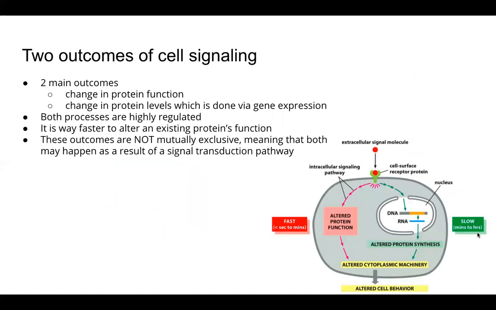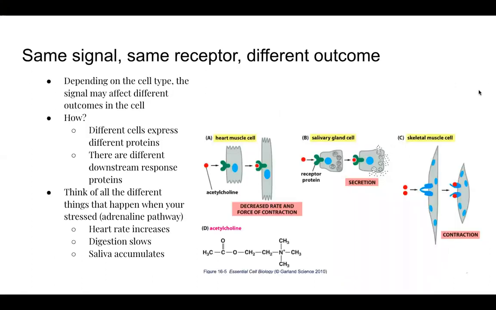Okay, so two outcomes of cell signaling. It can either cause a change in protein function, or a change in protein levels, which is done through gene expression. Both of these processes are very highly regulated. It is faster, though, to change or alter an existing protein function. They're not mutually exclusive, so both can happen as a result of the signal transduction pathway.